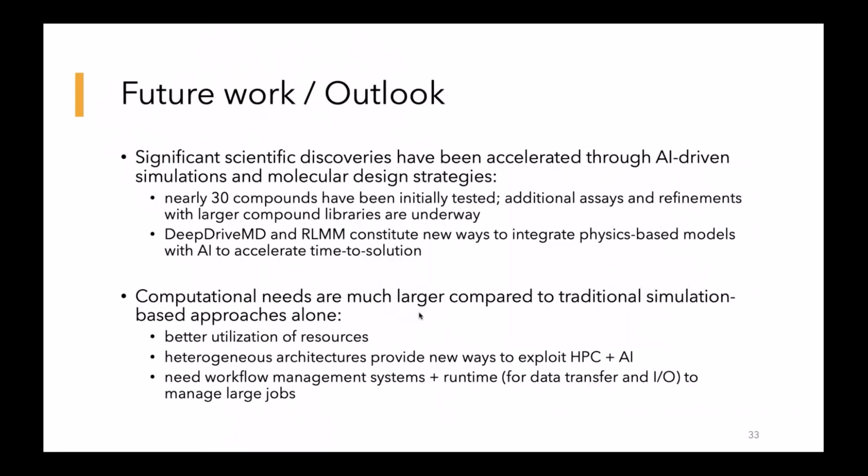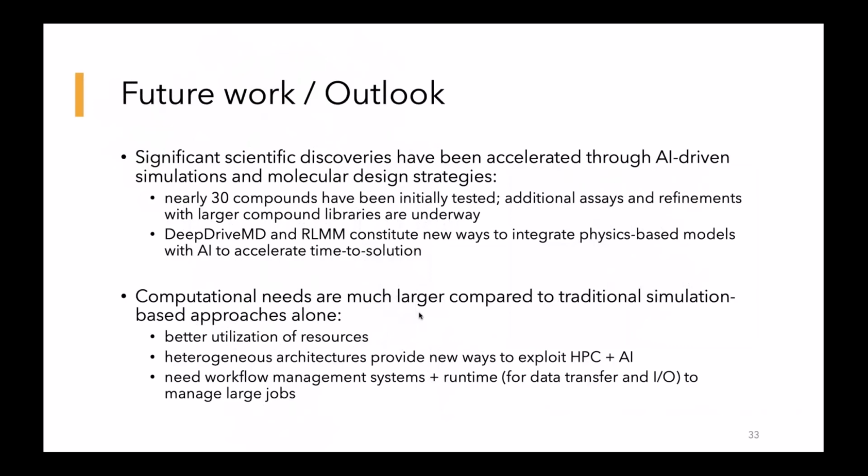Currently, what we have done is we have gotten about 30 compounds that have been initially tested. They have been successful. They have been sent out to our collaborators at University of Chicago, where some of them are doing analysis. There is a larger compound library of about 1,500 or so compounds on which we are running some experiments. Both DeepDriveMD as well as reinforcement learning ideas provide new ways to integrate these physics-based models into AI, so we can think of ways in which we can accelerate the time to solution, really speaking.